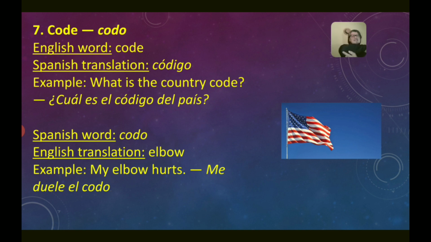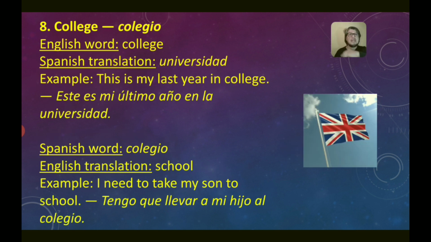Let's go to number 7. Code is never this. No, never. This is not my coat. My coat aches me. I have a coat ache. No, never. An elbow ache. My elbow aches. Never my code. Code is not codo, it is código. Elbow is this part of the body. Elbow. Even though code and codo look very much the same, they are not. They don't mean anything related. Not even close. Absolutely different.